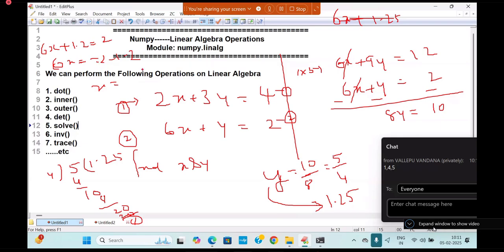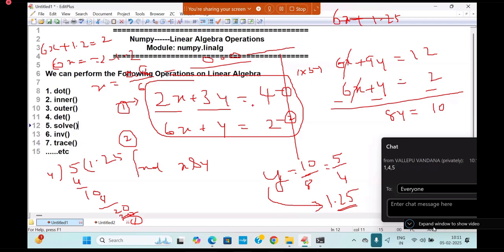1.2 subtracted from this is 0.8, by 6. Are you following me? What is the answer? 0.8 by 6. So some value will come or not? So 1.25 you remember. Here also you'll be getting 0.something, some value will be coming. You remember this data and remember this equation, all of you. Remember this: 2x plus 3y is equal to 4.